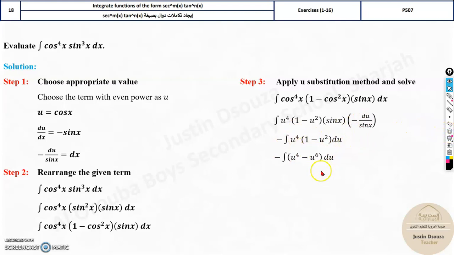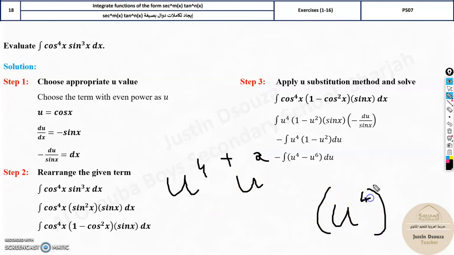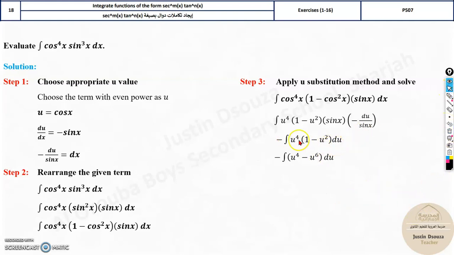Multiply this u inside, what is going to happen? u to the power 4 into 1 is u to the power 4, u to the power 4 into u to the power 2. Remember, when you multiply like terms with different powers, you add the powers. Only when it is squared, imagine you're squaring this, then you multiply the powers, and it'll be u power 8. But now you're multiplying, so the powers are added. It'll be u power 6 du.